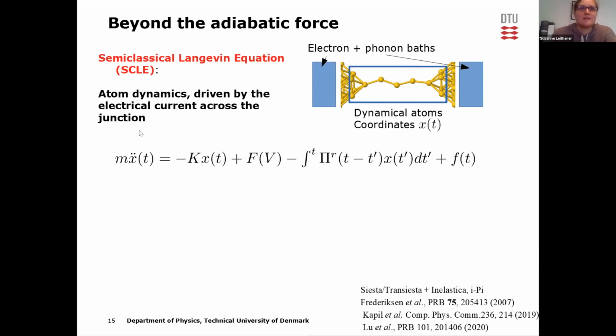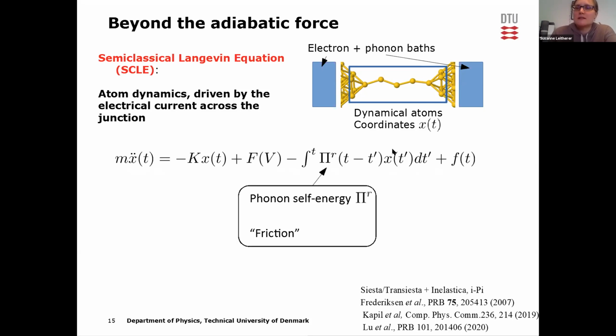Let me briefly explain the equation. The force on an atom at coordinate x is equal to the harmonic force, like a spring, plus this term that's the adiabatic force. Then you have these two contributions, the force terms due to the current. The first one involves the phonon self-energy that we have calculated using Inelastica, and it represents a friction that the atoms feel due to the presence of the electrons, so of the current in the system. To account for the statistical nature of the electron movement, this is connected also to a random noise term of the force.